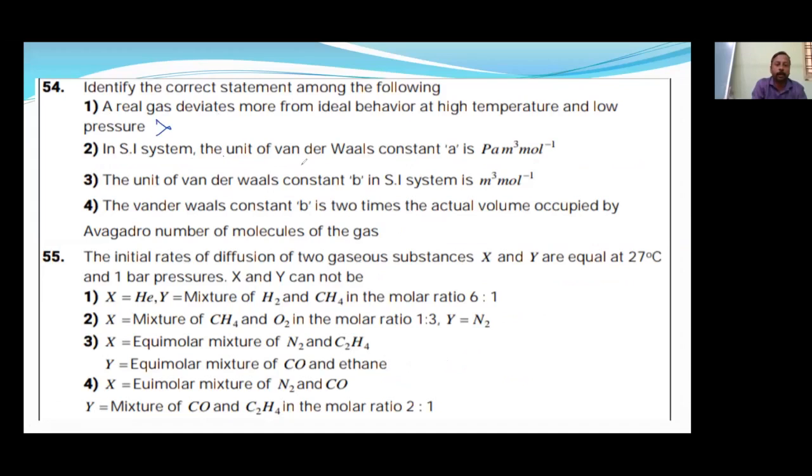In SI system, the van der Waals constant a has units Pascal meter to the power of 6 mole inverse squared, it should be, but it is given wrongly. The unit of van der Waals constant b is meter cube mole inverse. This is correct. And van der Waals constant b is 2 times the actual volume occupied, sorry, it is 4 times the actual volume. So that is also wrong. Now, what is the correct answer?